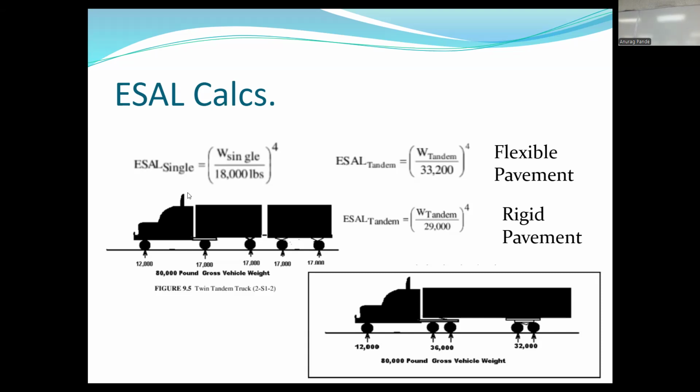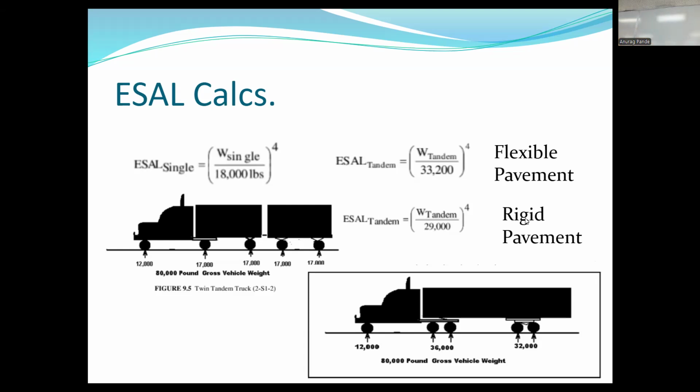Or if I'm assuming flexible pavement, I'm applying this formula. If I'm using rigid pavement, I apply the appropriate formula that way. These damages depend on what kind of axles you're talking about and what type of pavement you're talking about, flexible or rigid, because they just behave differently. So their equivalent damage is calculated differently.